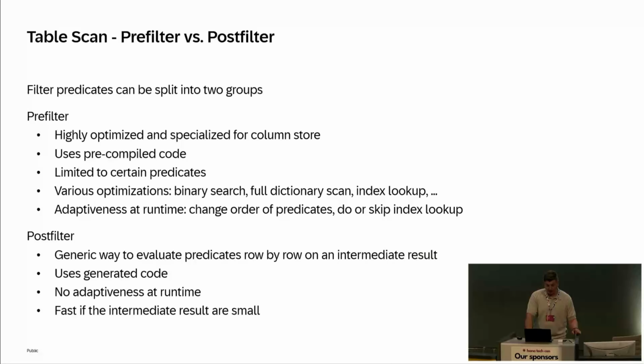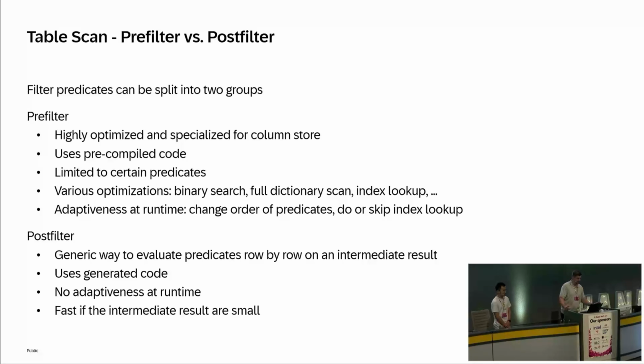In the post filter, however, this is a generic way to evaluate predicates. They are evaluated row by row. So for each row, we evaluate predicate by predicate by predicate, and then we know if the row matches or not. Then we go on to the next row. For the post filter, we use generated code. There's no adaptiveness at runtime. Everything is fixed at compile time. And this post filter is fast if we have a small intermediate result to work on. That's why we call it post filter, because we need an intermediate result that comes out of a pre-filter.